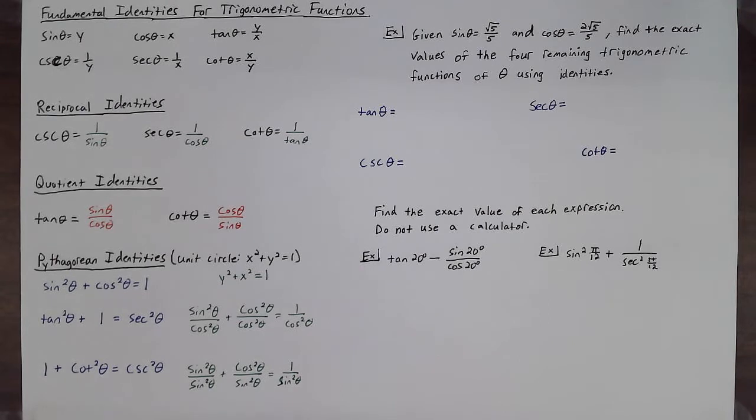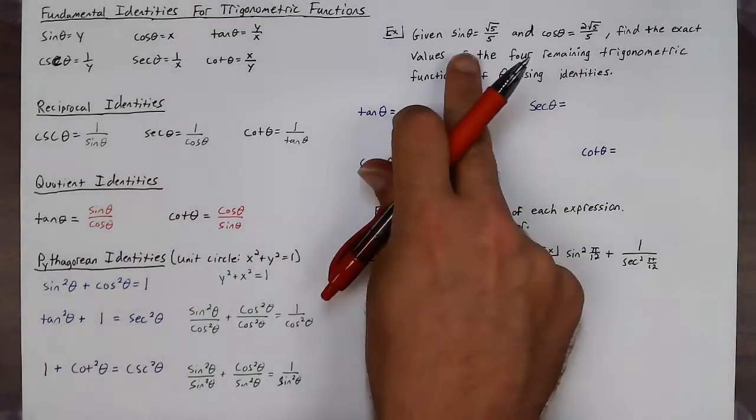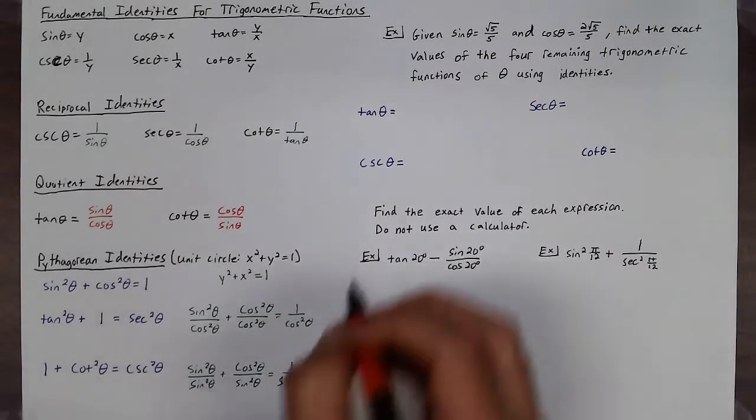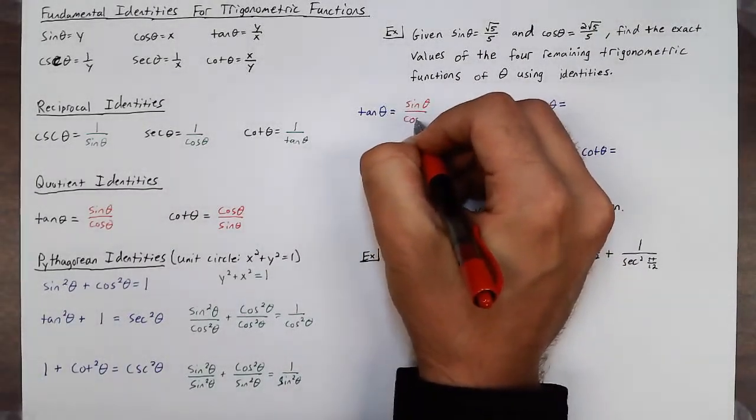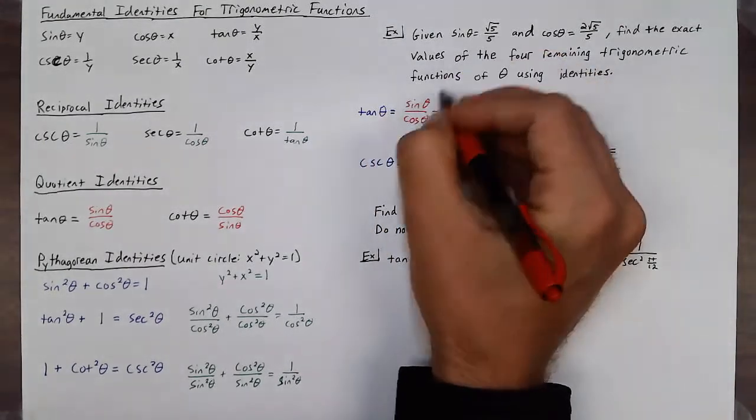So now, given that sine of theta is square root of 5 over 5, and cosine of theta is 2 square roots of 5 over 5, let's find the exact values of the 4 remaining trigonometric functions of theta using these identities we just learned. Now we know tangent is sine over cosine. I have both of those to use, so I can rewrite it as sine of theta over cosine of theta, and now I can just substitute those values in.